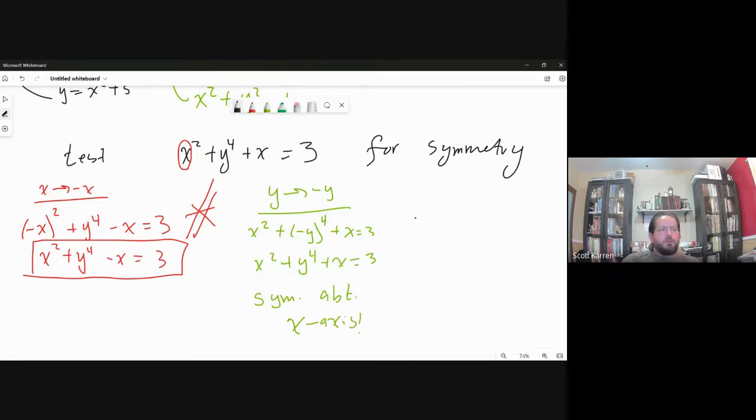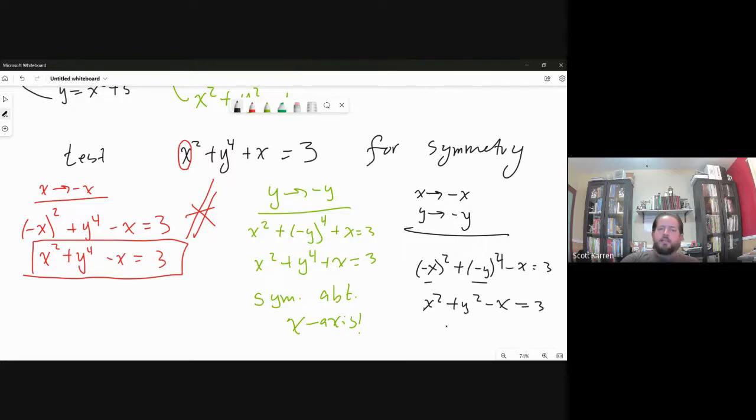And let's just try one more. It might be obvious at this point, but I'm going to take x into negative x, and then y I'm going to replace with negative y. And so that is negative x that gets squared plus negative y that gets squared minus x equals 3. And I think you can see this is to the 4th, not the 2nd. So the even powers here, that just becomes x squared plus y squared. But I get this minus x again, and that's not the same. And so there's no symmetry about the origin.